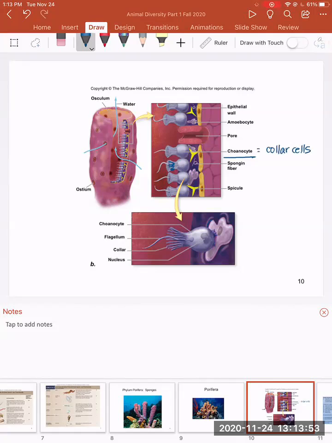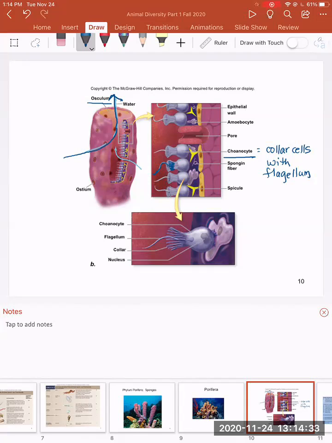And they have a flagellum, that little tail-like structure, and the flagellum moves and it brings in a water current through the pores of the sponge. So water's going to come in through the pores and go out through the top, called the osculum, which also means mouth. And that water current is generated by the flagella on these collar cells moving.